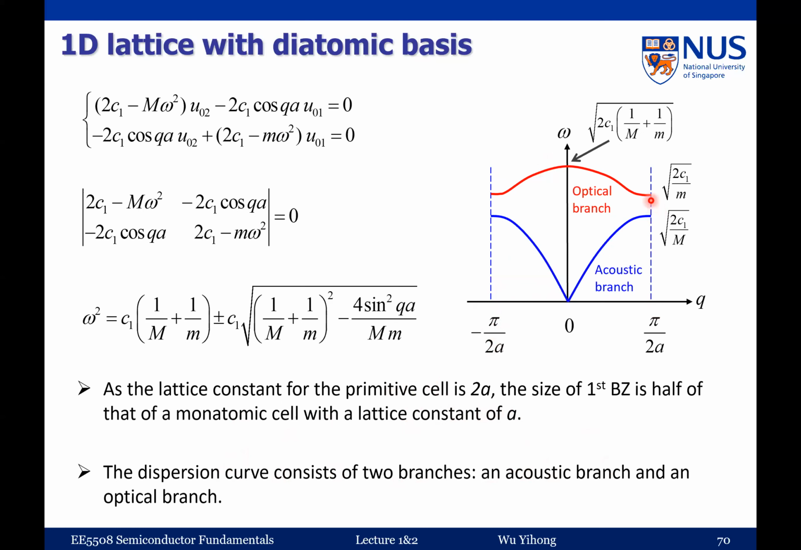Now, if you look at the boundary, something is very interesting. The dispersion is continuous inside the first Brillouin zone, but at the boundary of the first Brillouin zone, you can see that there's a gap between the maximum of the acoustic branch and the minimum of the optical branch, right? The maximum of the acoustic branch is given by the square root of 2c1 divided by capital M. And the minimum of the optical branch is the square root of 2c1 divided by small m, right? The minimum of the acoustic branch is always 0. When q is 0, omega is 0. However, at q equals 0, your optical branch has a maximum frequency, which is given by this, okay?